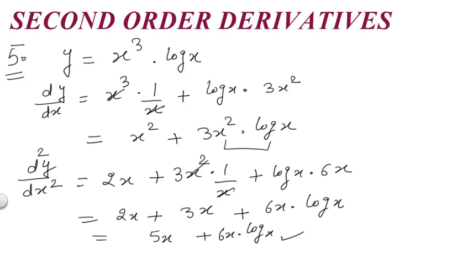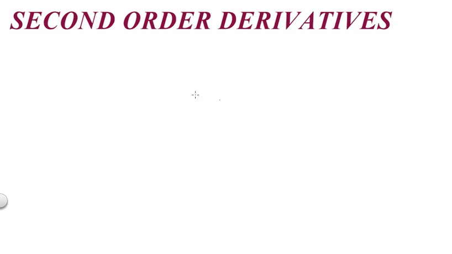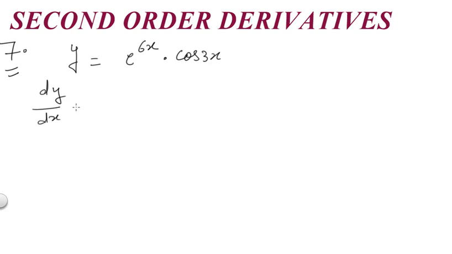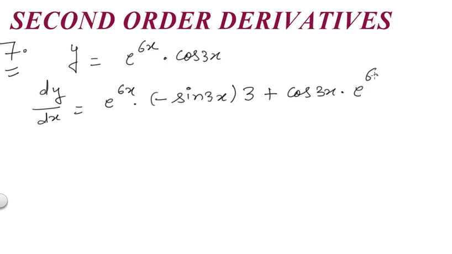Let us go to the next question now, which is question number 7. You see, all the questions are of the same kind and not difficult to solve. y equals e to the power 6x into cos of 3x. Again, you see there are two functions. We will be using the product rule. dy by dx equals first function as it is, differentiation of cos 3x is minus sin 3x, and now we will do for 3x, it will be 3 only. Plus cos of 3x as it is, differentiation of e to the power 6x will be e to the power 6x, and differentiation of 6x will be 6.